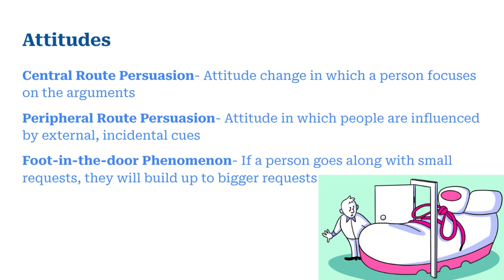Attitudes. Central route persuasion is an attitude change in which a person focuses on the arguments. This could be like an anti-vaping campaign that uses statistics and numbers in vape-related deaths, in which the people actually focus on the statistics to change their attitude. And then peripheral route persuasion is an attitude in which people are influenced by external incidental cues. A really great example of this is celebrity endorsements in ads.